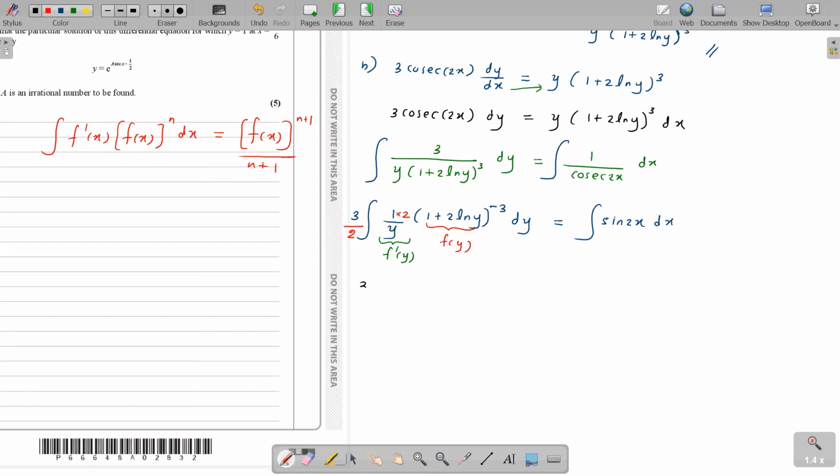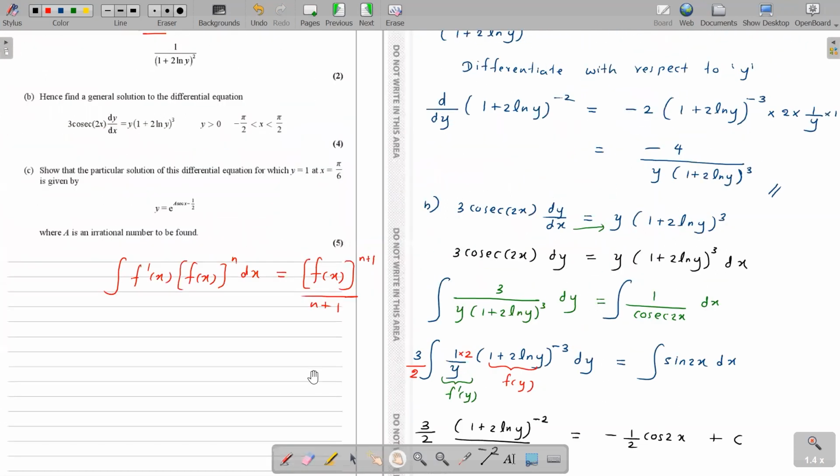So I have this perfectly. That gives me the opportunity to use this rule. So we add 1 to the power of this fx. That means I get 1 plus 2 ln y to the power minus 3 plus 1, which is minus 2, divided by minus 2. Do you agree? The other side, of course, sine 2x integration is something you are familiar with. Sine integration is minus half cos 2x, and then plus c.